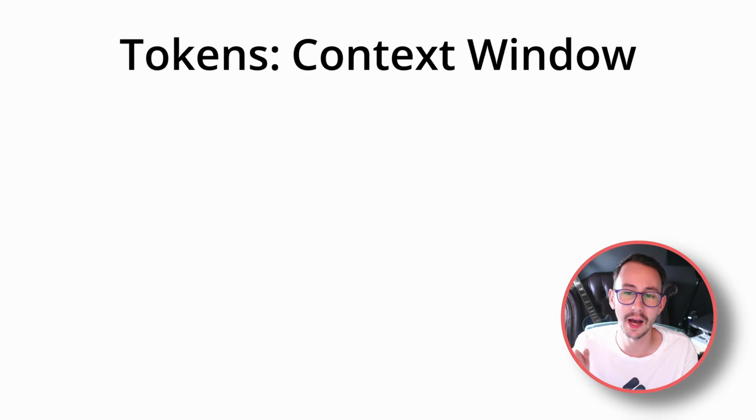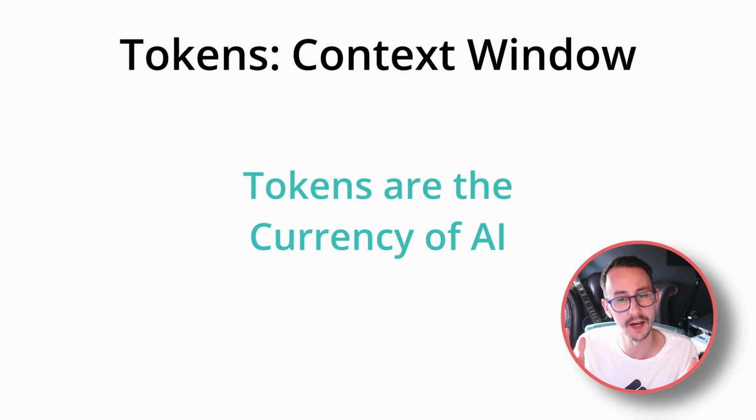So with a bigger window, you can analyze entire log files or multiple tickets all at once, as opposed to a small window where you may have to do loads of separate calls and then ask it to analyze the output, if that makes sense. So tokens is the currency of AI.